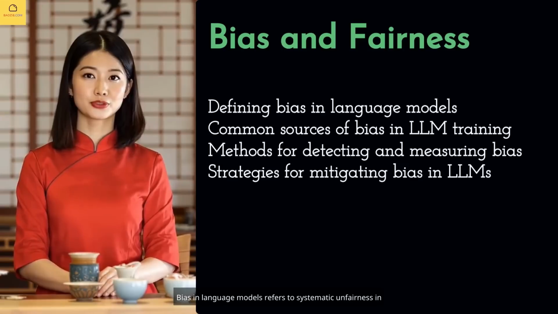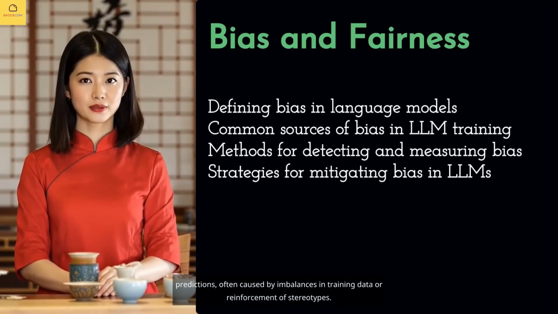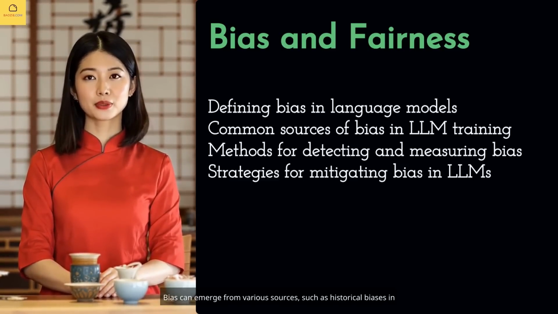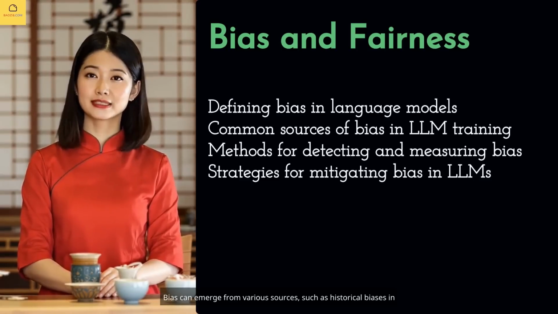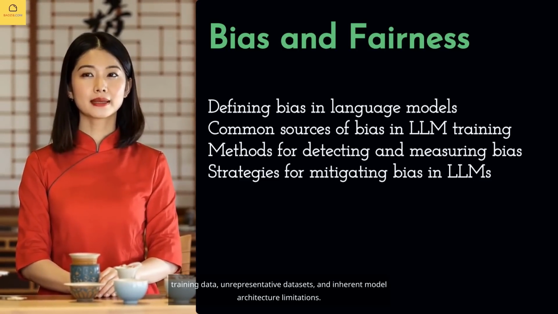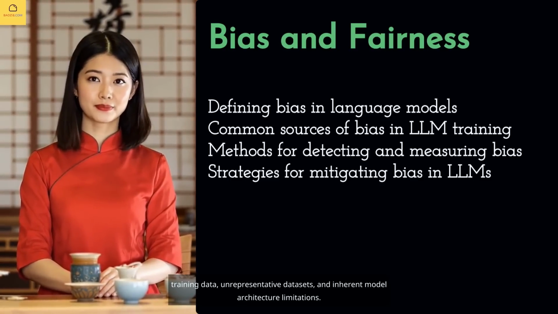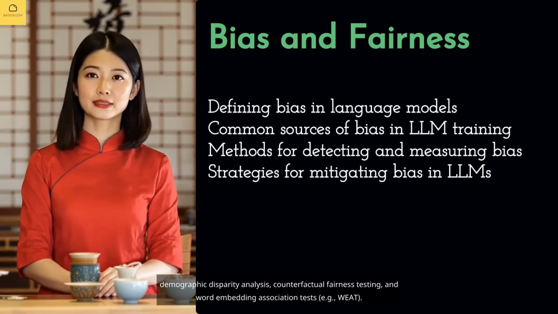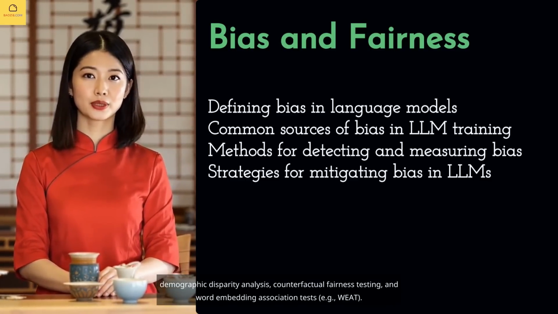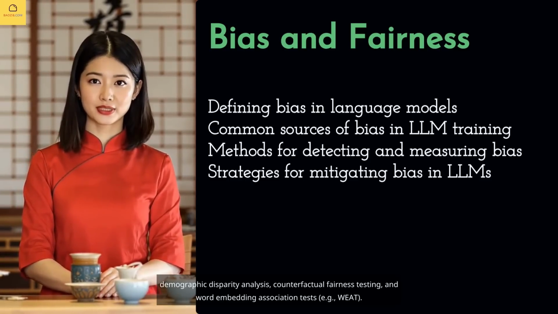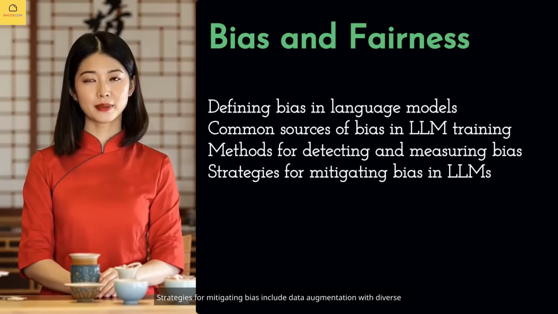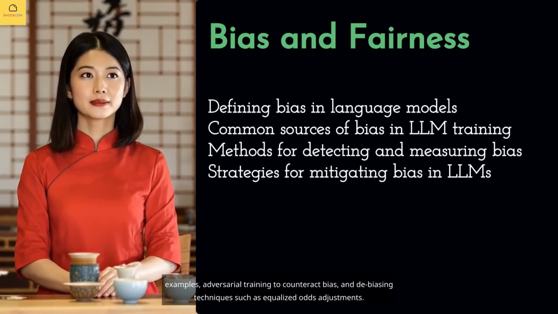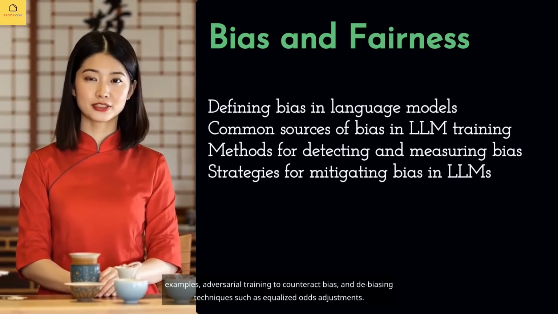Bias in language models refers to systematic unfairness in predictions, often caused by imbalances in training data or reinforcement of stereotypes. Bias can emerge from various sources, such as historical biases in training data, unrepresentative datasets, and inherent model architecture limitations. Detecting bias requires specialized evaluation methods, such as demographic disparity analysis, counterfactual fairness testing, and word embedding association tests, e.g., WEAT. Strategies for mitigating bias include data augmentation with diverse examples, adversarial training to counteract bias, and debiasing techniques such as equalized odds adjustments.